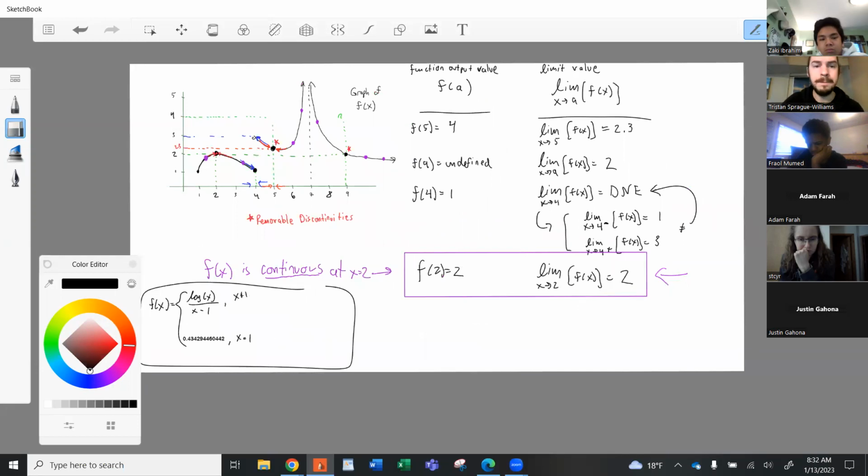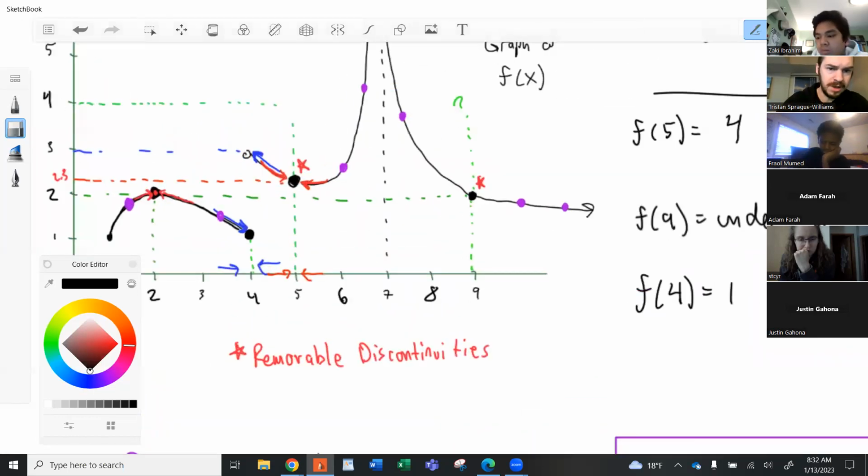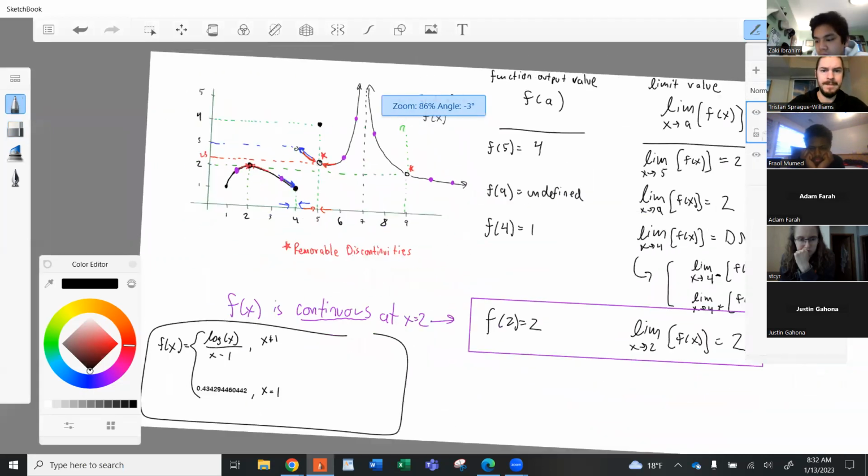Okay, so I'm going to put this back just for the purpose of the notes here. I don't want this to be confusing for anybody looking at this later. I'm going to put this back the way it was before. So there was a hole here, and a point there.